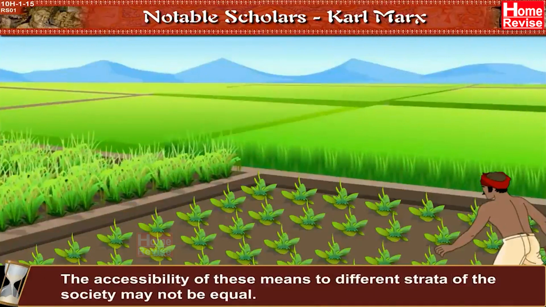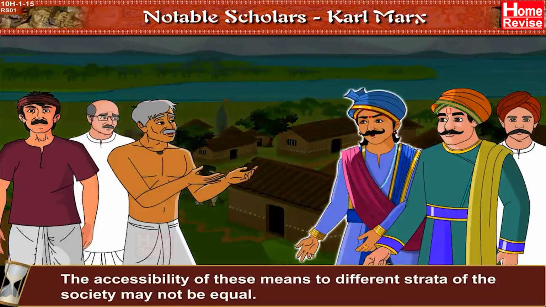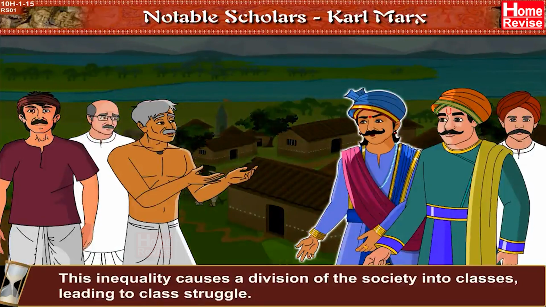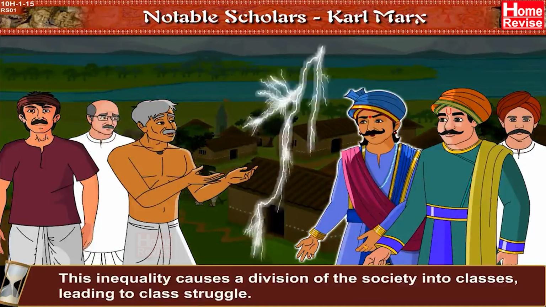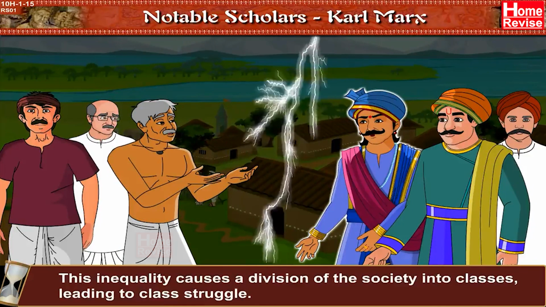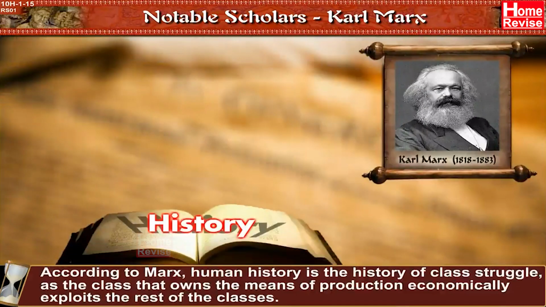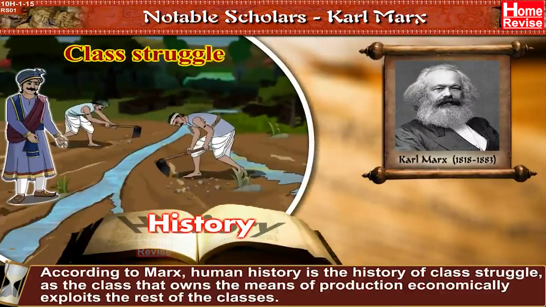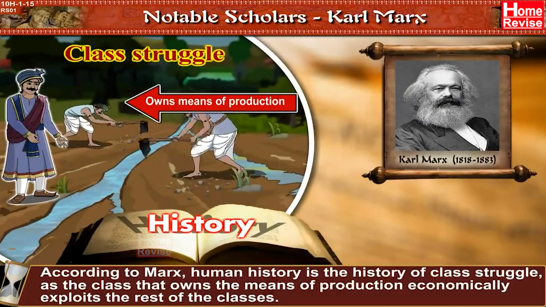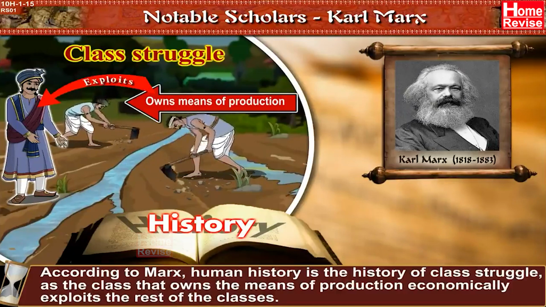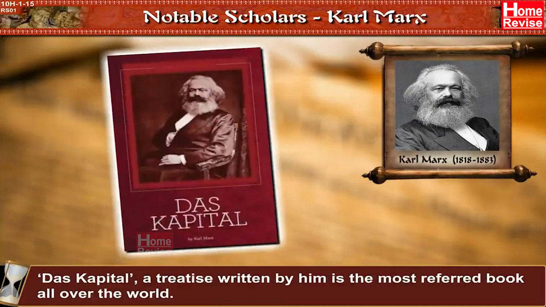The accessibility of these means to different strata of the society may not be equal. This inequality causes a division of the society into classes, leading to class struggle. According to Marx, human history is the history of class struggle, as the class that owns the means of production economically exploits the rest of the classes. Das Kapital, a treatise written by him, is the most referred book all over the world.